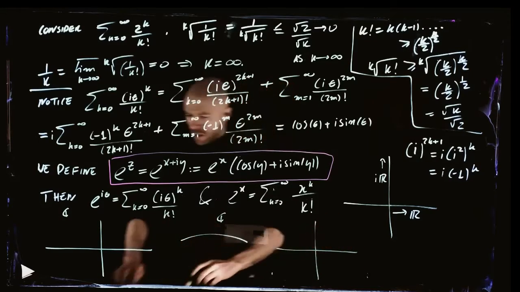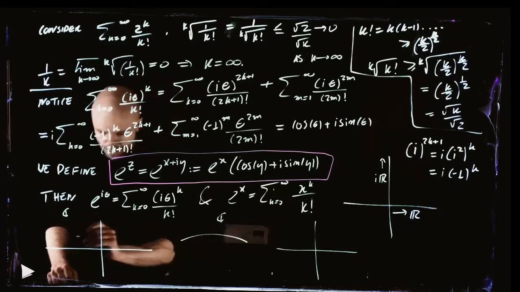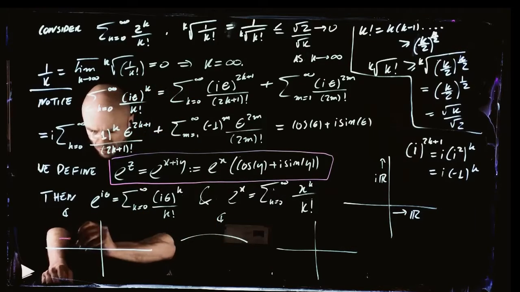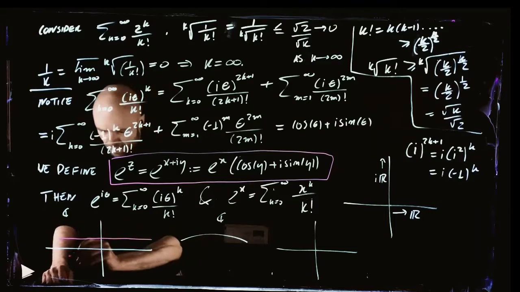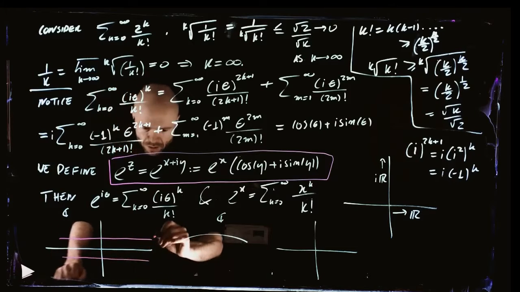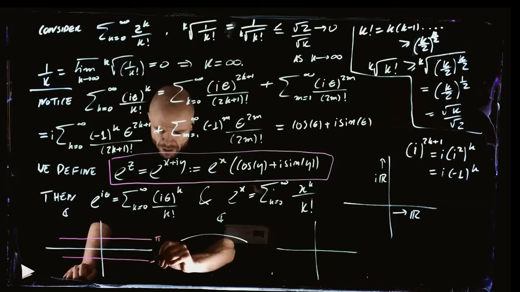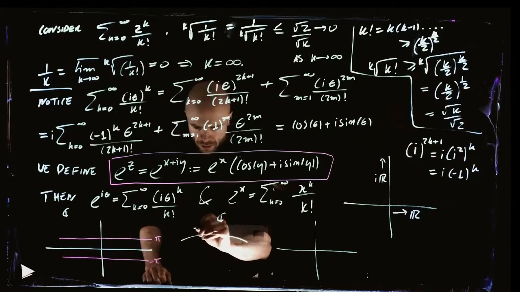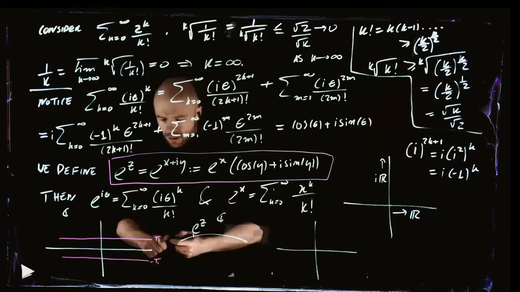Okay. Let's see what this function does. If we take a strip from pi to minus pi, and we map it with this guy, e to the z, let's see what it does.